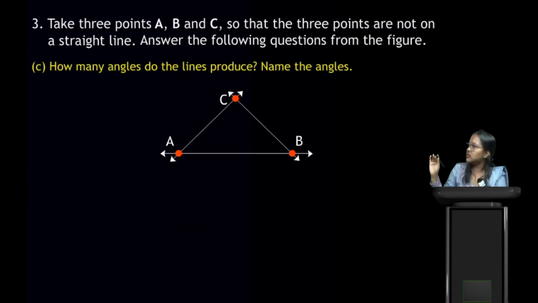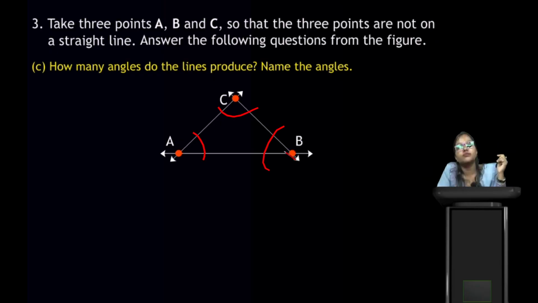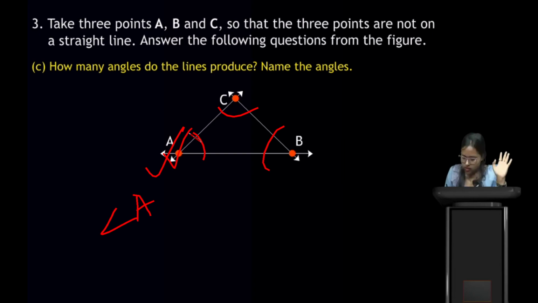Now next question is, how many angles do the lines produce? Name the angles. So can you name the angles now? Okay, my lovely children, see here, if I tell only angle A, can you tell by angle A which angle I am representing, whether this angle or this angle? What would be your answer? Yes, this time by angle A, only angle A if I write, that means we are representing this angle only. Right, because with a vertex other angles are not passing, only one angle is passing, right? So that means it is quite possible.